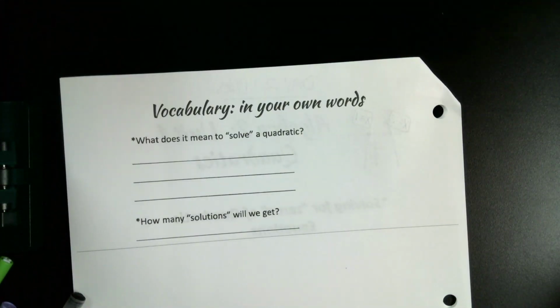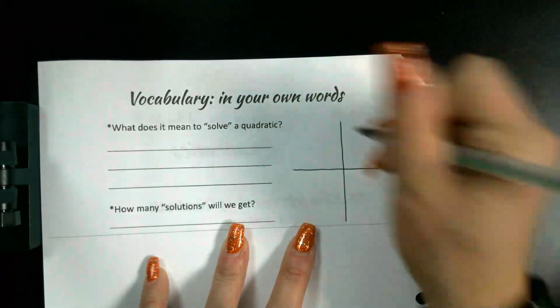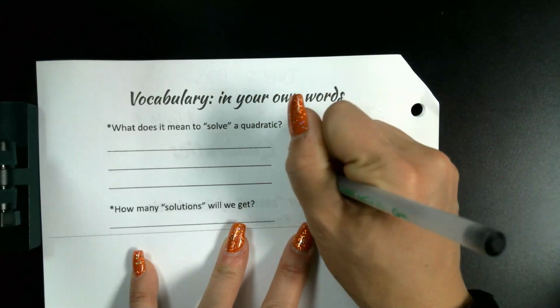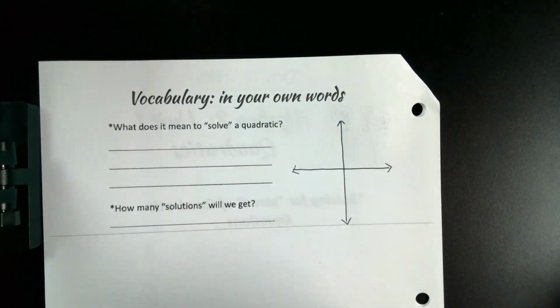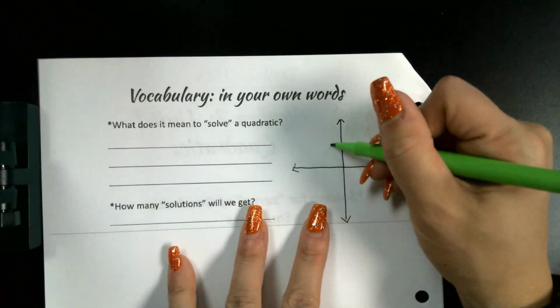And what I'd like you to do is, over in this blank space, just make a sketch. It does not have to be perfect. Just make an X and a Y axis. And then just draw a parabola.